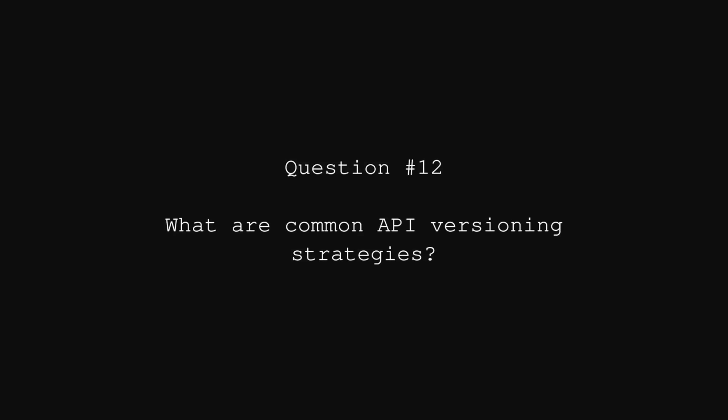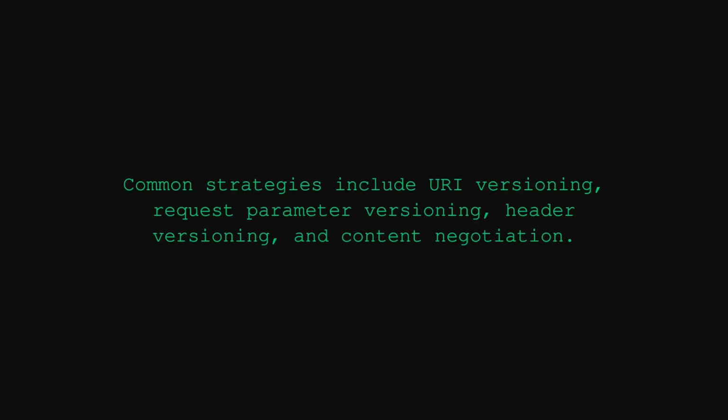Interview question related to microservices and system design. What are common API versioning strategies? Common strategies include URI versioning, request parameter versioning, header versioning, and content negotiation.